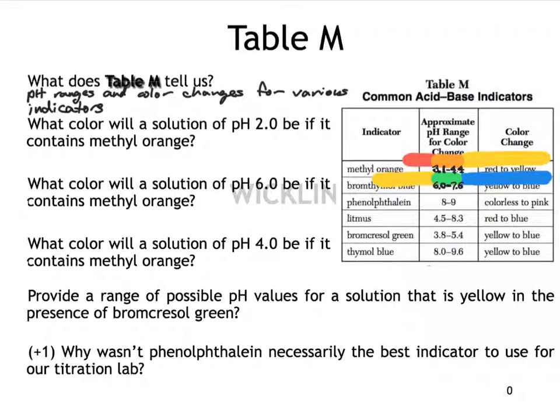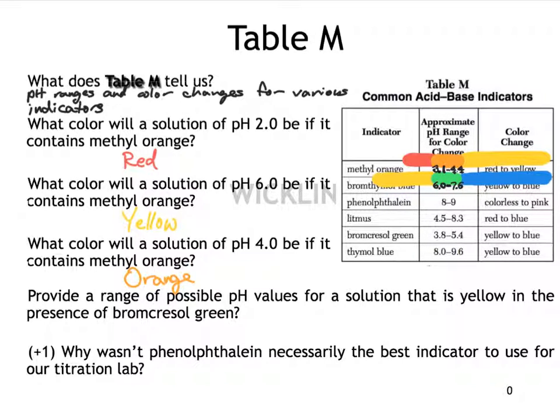And if we have a solution whose pH is 2 and it's in a solution of methyl orange, then you would be below the 3.1 range, so that would be red. On the other hand, if you had a similar scenario, only it were at pH 6, then it would be above the color change range of 4.4, and so it would be yellow in that area. And lastly, if we had a similar scenario, but it were at pH 4, pH 4 is right here in between 3.1 and 4.4, so it would be in the orange range.